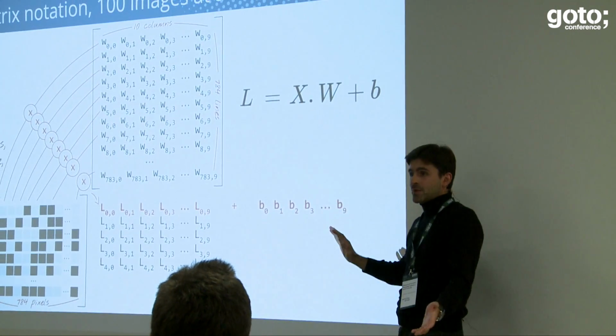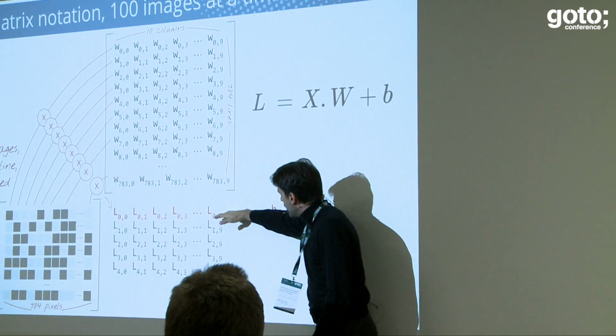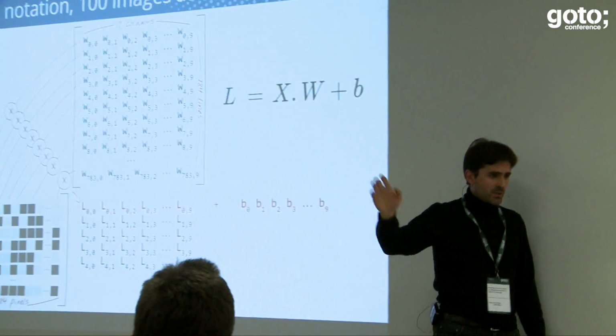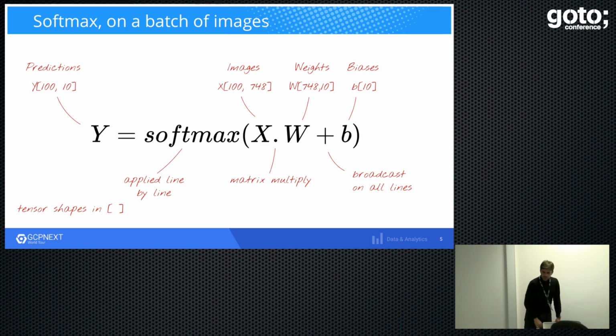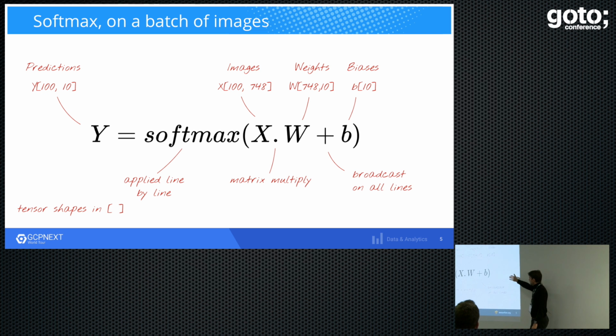It just so happens that is exactly what we want here. Those 10 biases, we want them added on each line. So let's call it a plus. It's a broadcasting plus. And we can write this formula for one layer of a neural network as a simple expression. So let's go through it again.